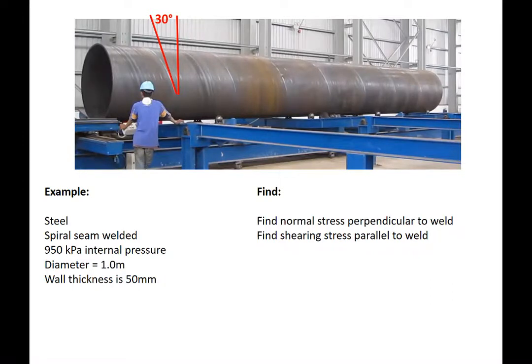Okay, now we're back with an example problem to do, and in this example problem we've got basically a big pipe, and we're going to say that we've got some sort of internal pressure in there, if this system is pressurized. What we want to know is the normal stress perpendicular to the weld, and the shearing stress parallel to the weld.